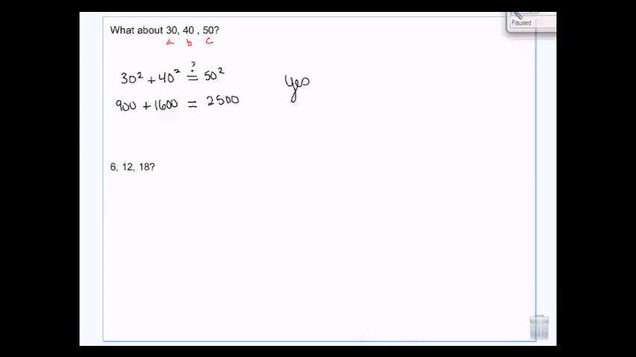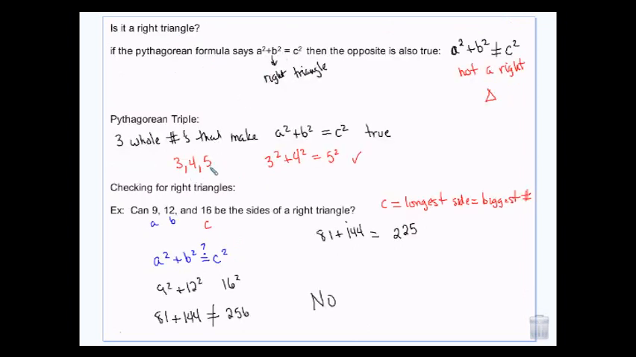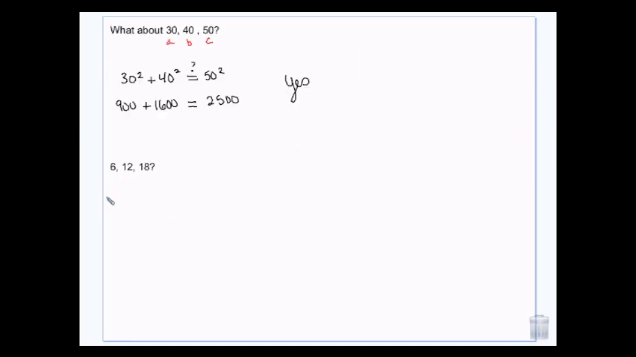Fact about Pythagorean triples. They're ugly. 3, 4, 5 is the smallest Pythagorean triple. Every multiple of 3, 4, 5 is also a Pythagorean triple. So 6, 8, 10, 9, 12, 15. So 30, 40, 50 was times 10 each. So every multiple of this would also be a Pythagorean triple. That's just a little interesting side fact. Let's try 6, 12, and 18.